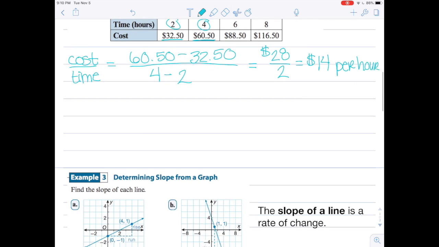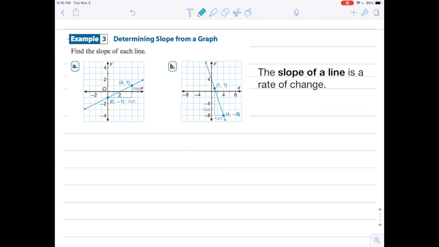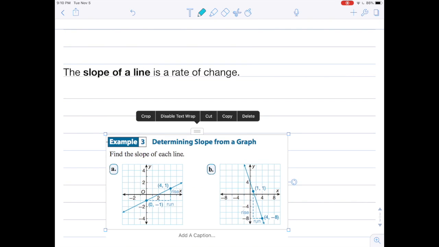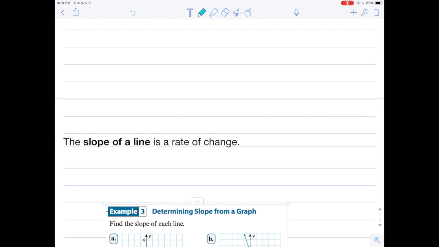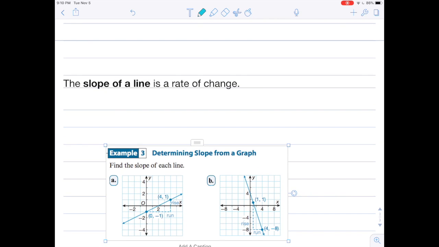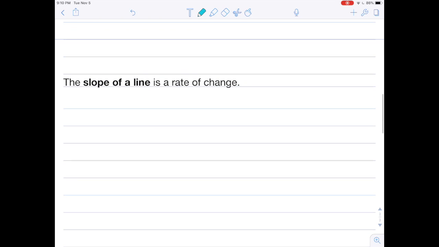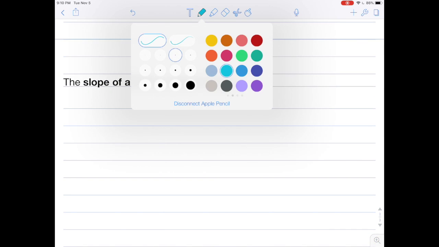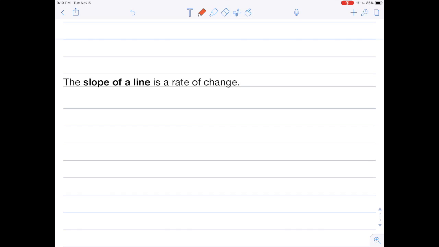Now, let's talk about slope. The slope of a line is a rate of change. What we need to know about slope is that it is comparing the vertical change of a graph to the horizontal change. So, what you will hear a lot of the time is people say slope equals rise over run.